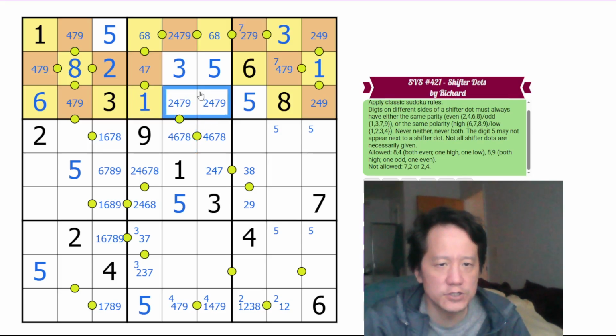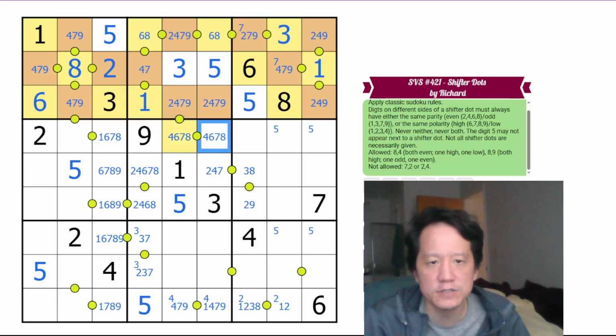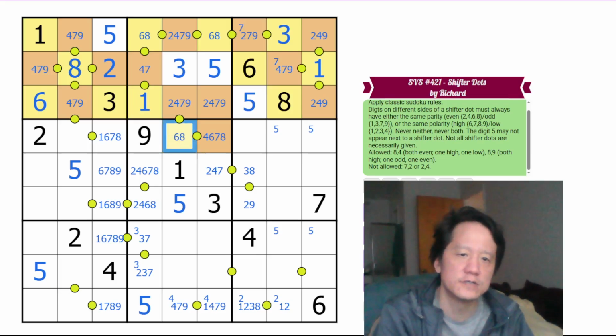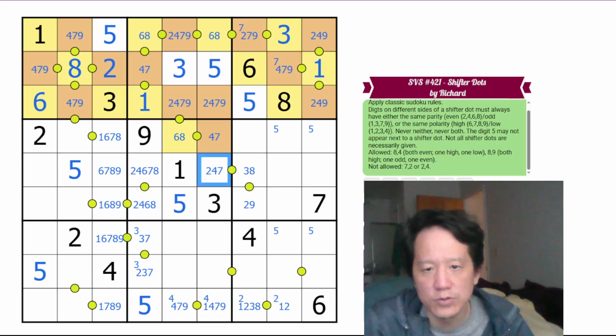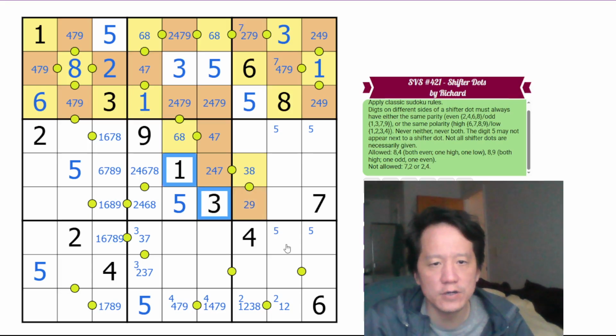We have one each. Actually, no, these are both orange, right? Which makes this a yellow, which makes this an orange. So it cannot be 4 or 7 here. This is 6 or 8, which makes this 4 or 7. This also has to be an orange, which makes this yellow, which makes that orange. 1 and 3 are yellow. 7 is an orange.